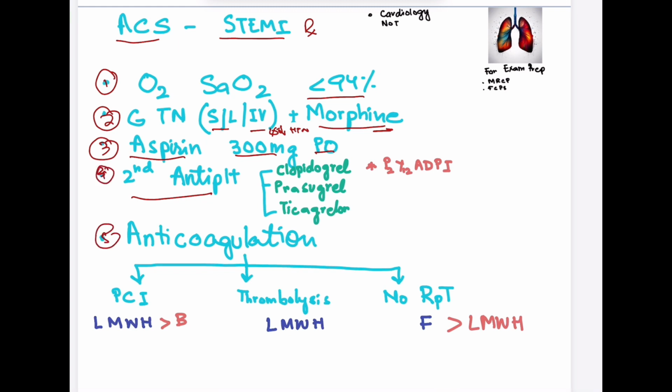Fifth is anticoagulation. For anticoagulation, you have to decide according to the procedure which anticoagulation should be given. If the patient is going for PCI, then low molecular weight heparin can be given, and it is more preferable as compared to the others. If the patient is going for thrombolysis, then low molecular weight heparin. If there is no reperfusion therapy, then fondaparinux is preferable to low molecular weight heparin.